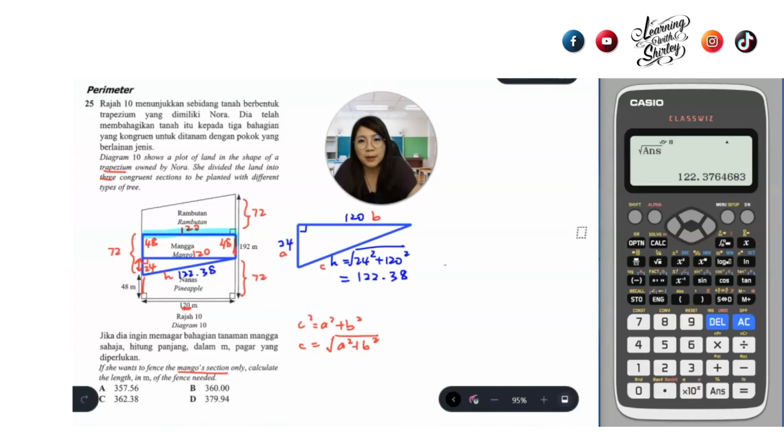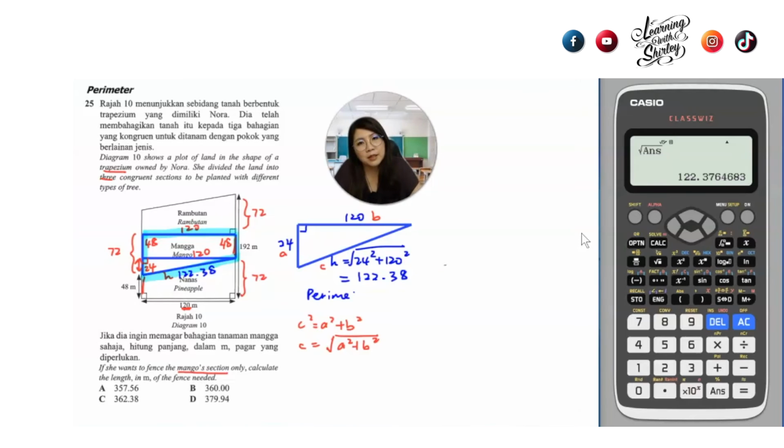This, okay, 120 plus 48 plus 122.38 and plus 72. That is going to be the answer. Let's calculate. So what is the perimeter? The perimeter is 120 plus 48 plus 122.38 and then plus 72. Let's calculate. So 120 plus 48 and then plus 122.38 and then plus 72.